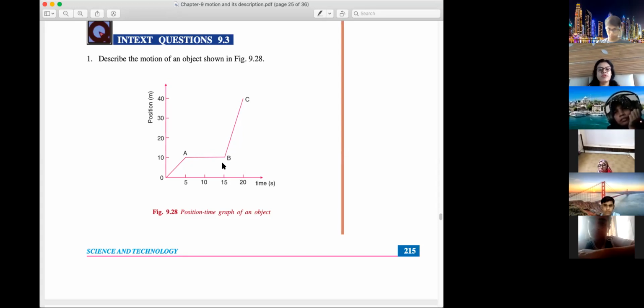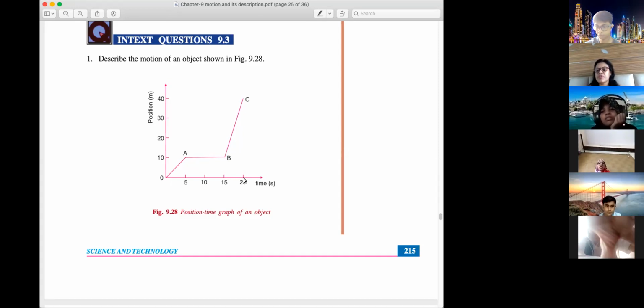Muazzam, what is happening to this object from B to C? What type of motion is it covering? It is a uniform motion. It is again uniform motion, but in which case will speed be more, during 0 to 5 second or during 15 to 20 second? Why? You have to mention the reason. Because the slope is more or inclination is more. We say this as slope. You can see.